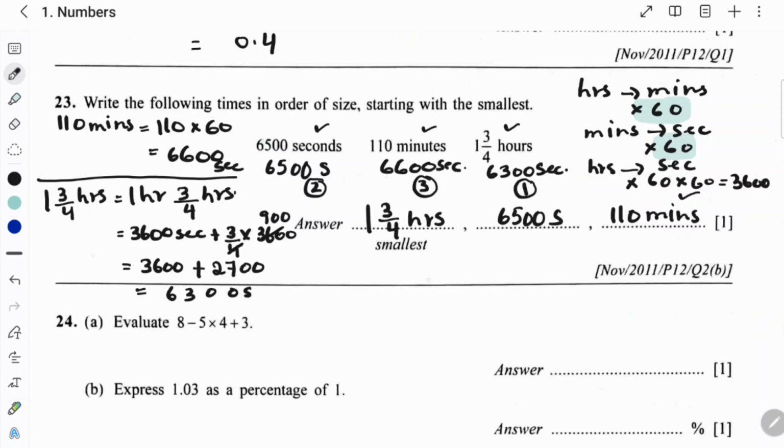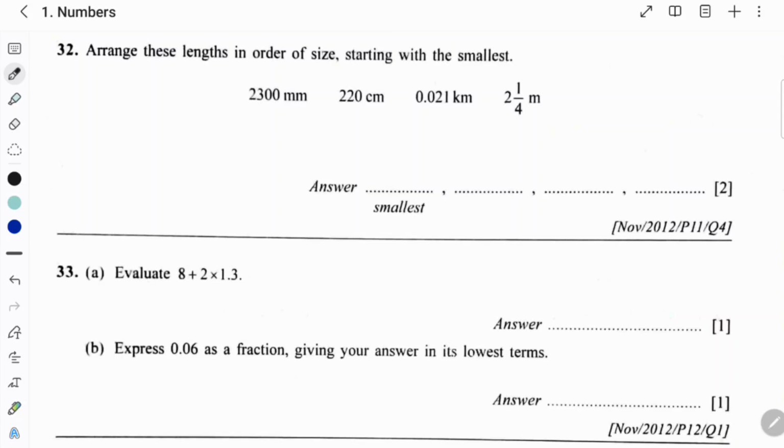Alright, now we are moving to the next question. This is a 2 marks question, with conversion of millimeter, centimeter, kilometer, everything is there. In this video, you're also learning some conversion as well, so that's also beneficial for you. Arrange these lengths in order of size, starting with the smallest.